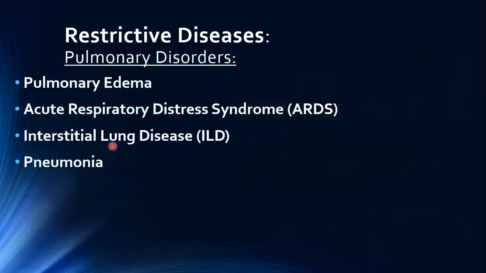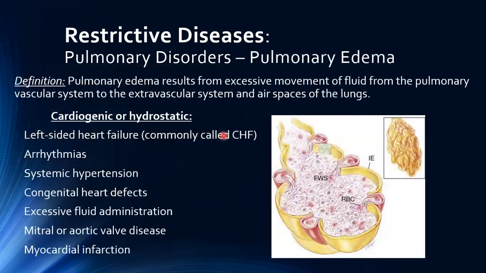all right? Okay, now we're getting into the pulmonary disorders. We're still talking about restrictive. I mean, we say we have skeletal, abdominal, neuromuscular, and pulmonary. Now we're in the pulmonary disorder classification of restrictive disease. You have pulmonary edema, ARDS, interstitial lung disease, and pneumonia. Pulmonary edema, acute respiratory distress syndrome, which is ARDS, interstitial lung disease, which is ILD, and pneumonia. Those are the four pulmonary restrictive disorders. All right, so let's talk about pulmonary edema.